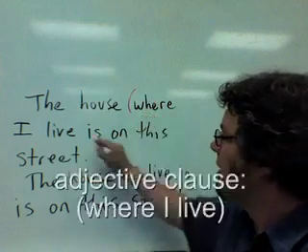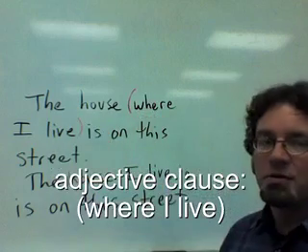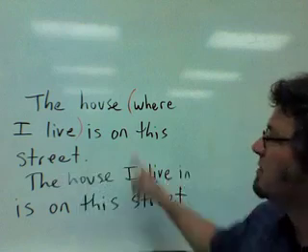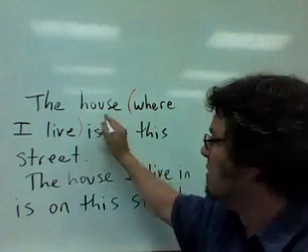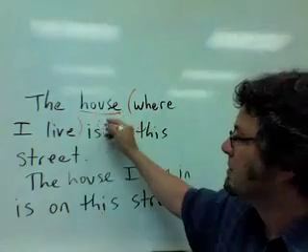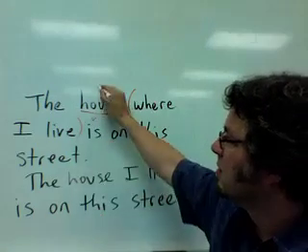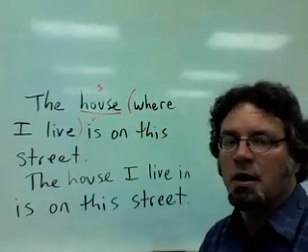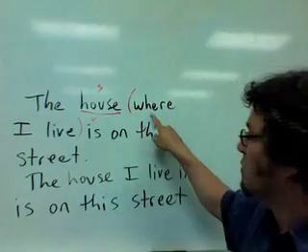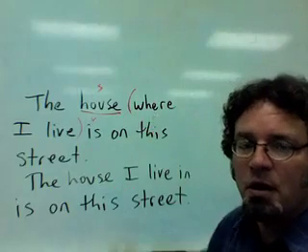The house where I live is on this street. This is the adjective clause, and it's in the middle of the sentence. It describes the word house. This is the verb that matches the subject, and the adjective clause begins with the word where.